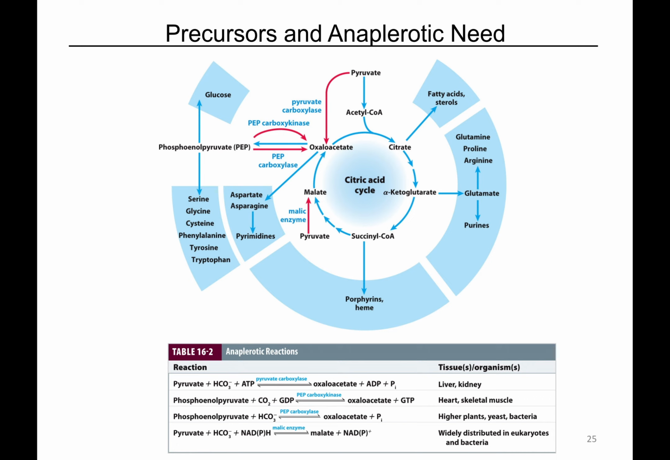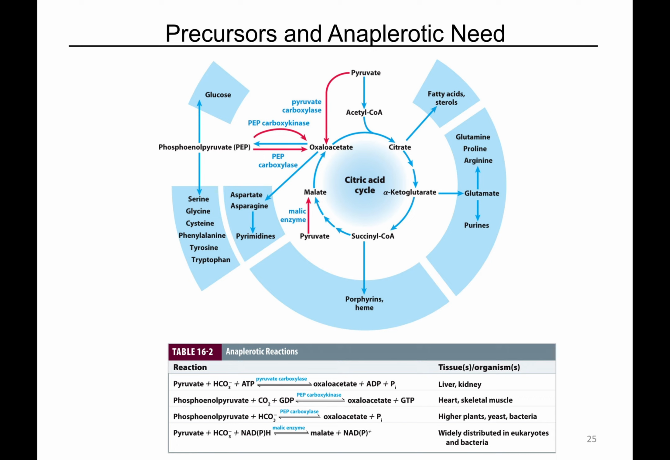That would be easy if there was no other fate of these molecules, but there is. This is such a central pathway that lots of other pathways branch off of it, and this just points out some of them. Citrate's important for fatty acid and steroid synthesis. Alpha-ketoglutarate is really important for the biosynthesis of some nucleic acids, our purines, and lots of amino acids. Succinyl-CoA is important for the biosynthesis of porphyrins and hemes. Oxaloacetate, amino acids, and our pyrimidines.